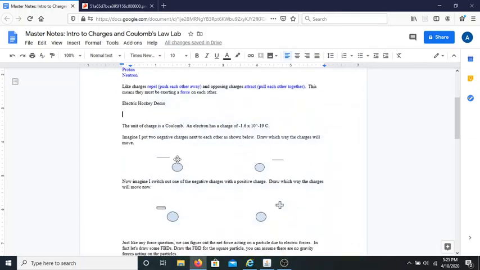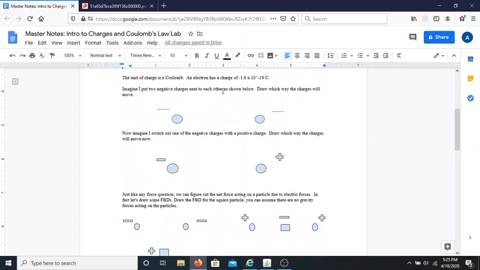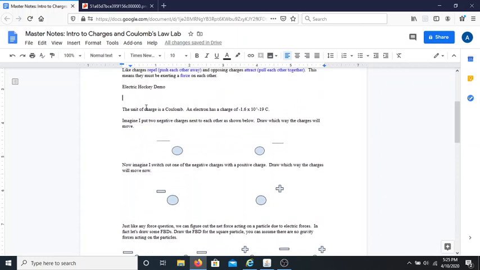All right, now, just to kind of talk a little bit about the idea of charge before we do some practice. Okay, the unit of charge is a Coulomb. All right, now whenever we're talking about charge, we're basically measuring the amount of extra electrons or the lack of extra electrons an object has. And what that means is that an electron has a charge of negative 1.6 times 10 to the negative 19th coulombs. It's really tiny.